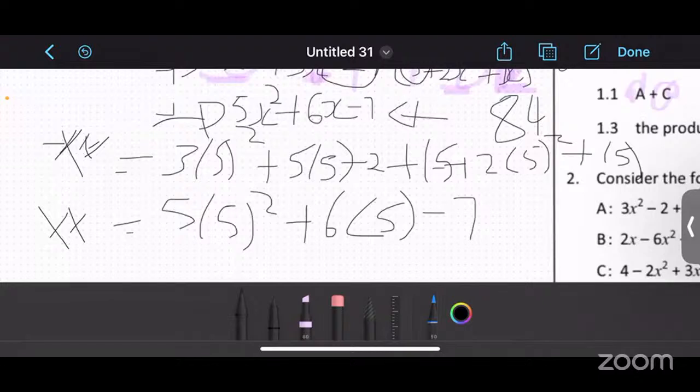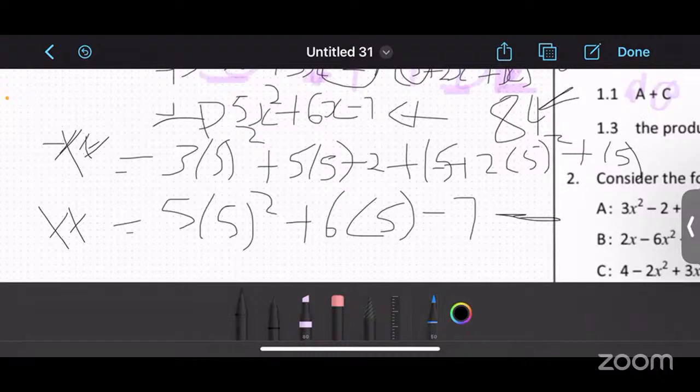I said this is one of the methods that you can use to verify if your answer is correct. In this case I picked 5, and whatever I get from the original expression should be the same as the final, simplified expression, because basically these two are the same. The only difference is that this one is not simplified and this one is simplified. Are we on the same page?